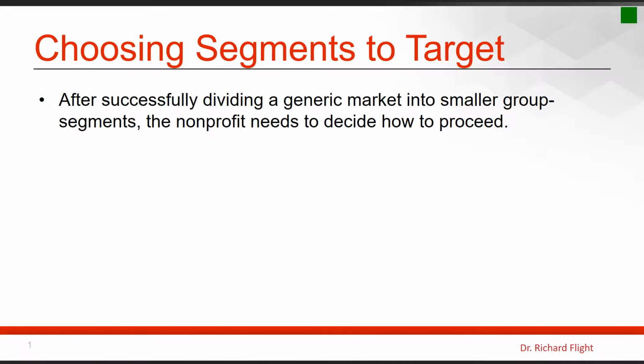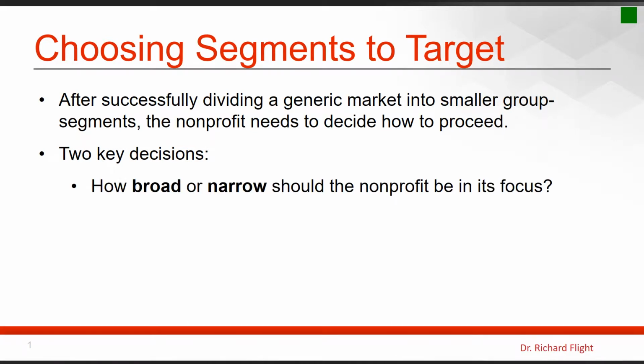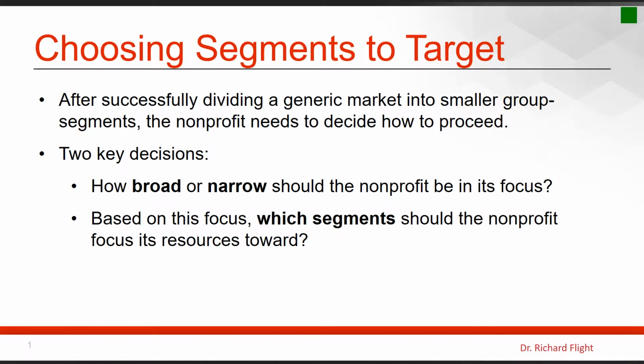Okay, as I alluded to, we want to choose segments in order to target. After successfully dividing the generic market into smaller market segments or groups of consumers, we've got to decide how we're going to move forward, how we're going to proceed. We've got two key decisions to make. How broad or narrow should our nonprofit be in its focus? And then second, based on this focus, which segment should the nonprofit focus its resources towards?